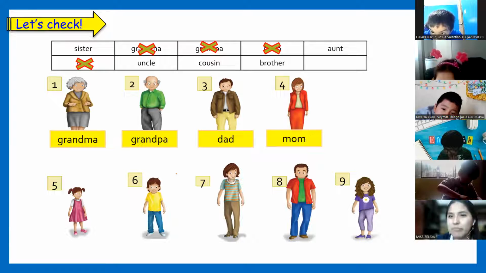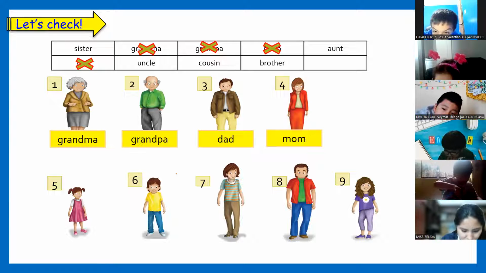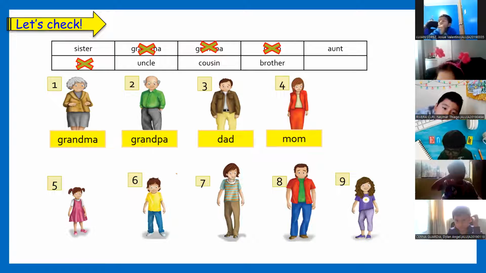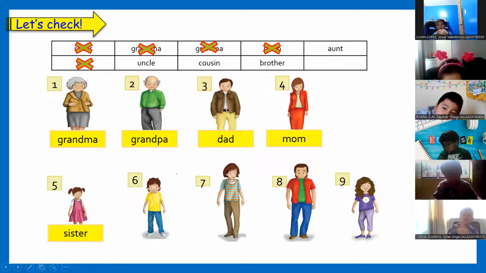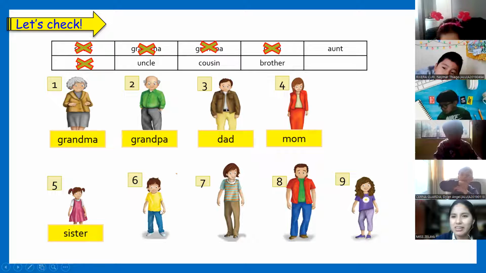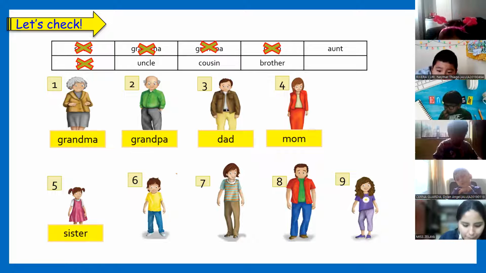Pierito Salvador. Okay, one moment, please. Continue, Josué Luján. The number five is my sister. Excellent. The number six, Ariane Cordero. My brother. Very good.